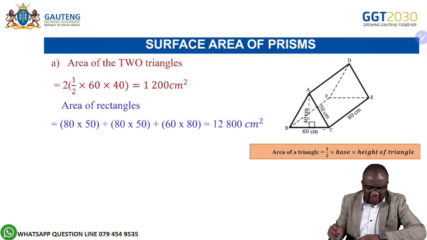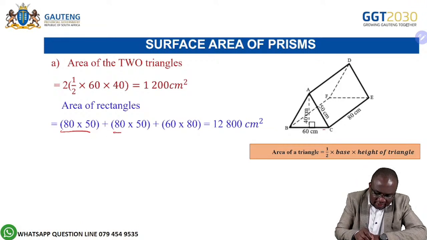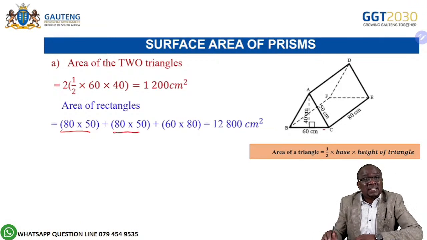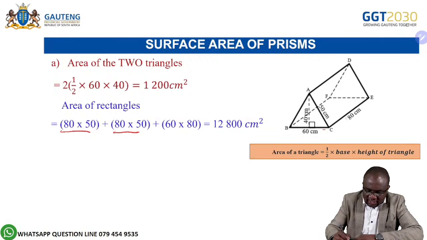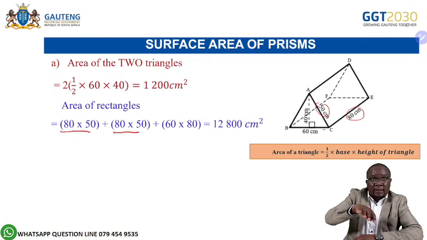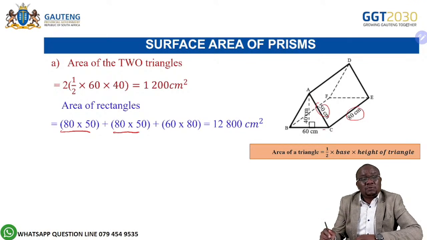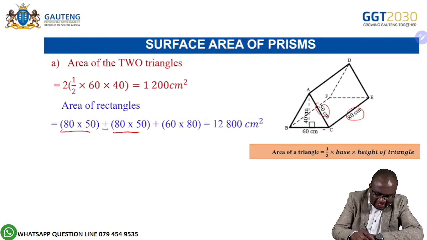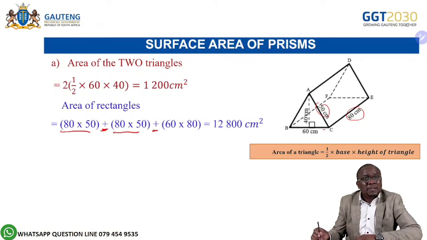The triangular prism. So you see we have this and this because we have two rectangles that are the same, which is the 80 by 50. Even the one at the back there is still going to be 80 by 50. You see that? And the one at the bottom is the one which is 180 times 60. You see that? And then we're adding this. Take note of that. We're not multiplying them.